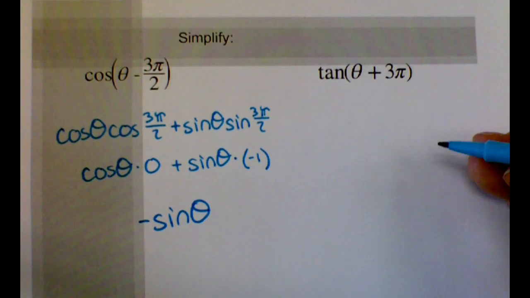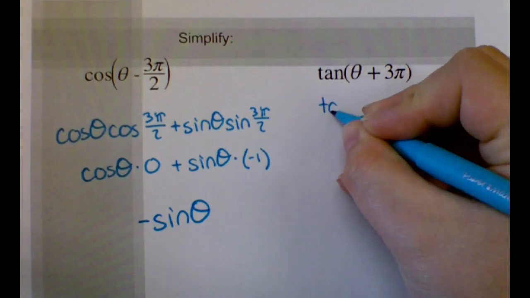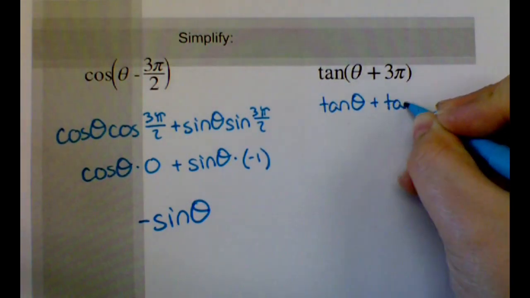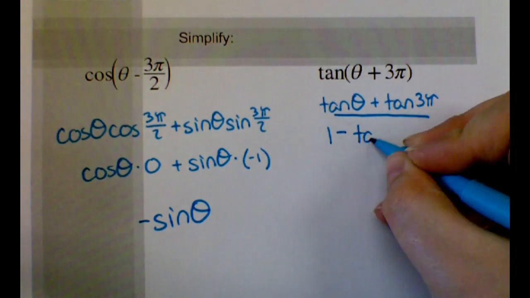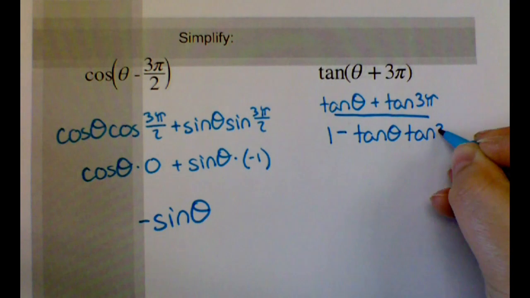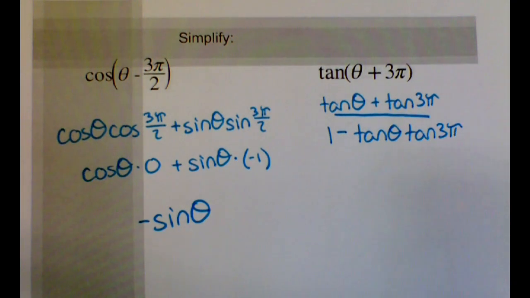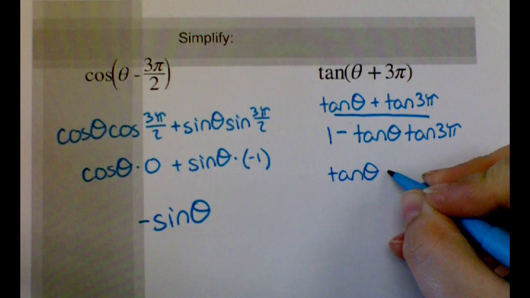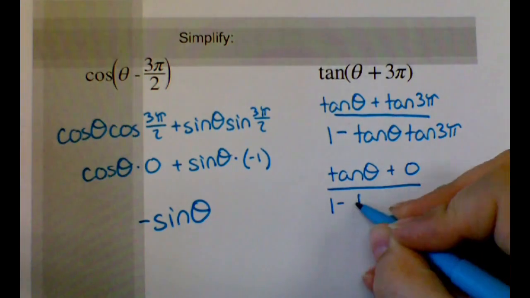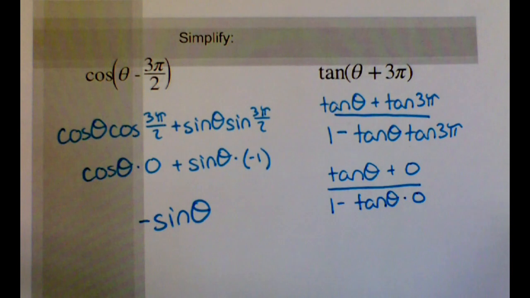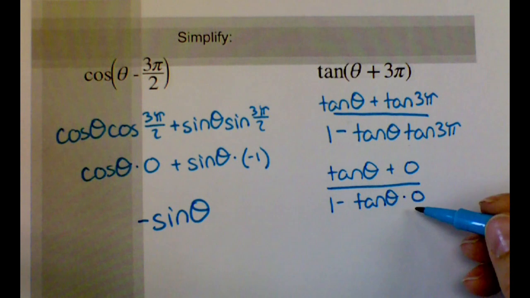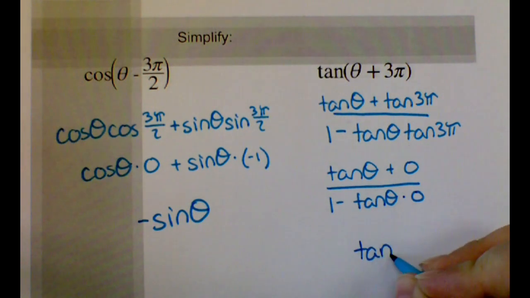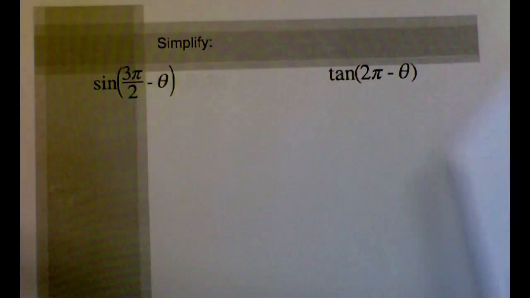Tangent gets a little bit more complicated. Tangent of a sum, I take tangent of the first plus tangent of the second over 1 minus tangent of the first times tangent of the second. All right, the tangent of 3 pi, it is 0. So we have tangent of theta plus 0 over 1 minus tangent of theta times 0. Well, tangent of theta plus 0 is just tangent of theta. 1 minus 0, we have tangent of theta, or tangent of theta over 1.